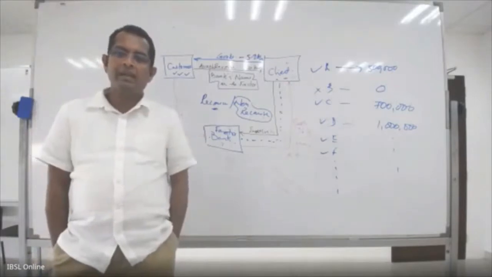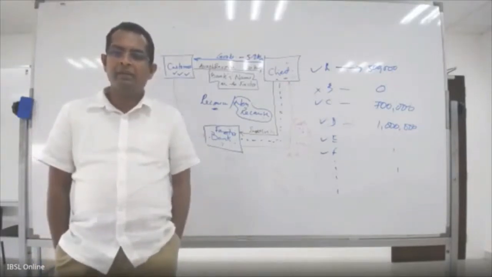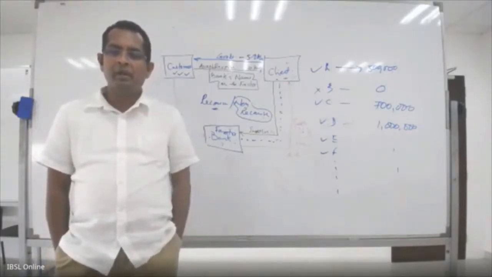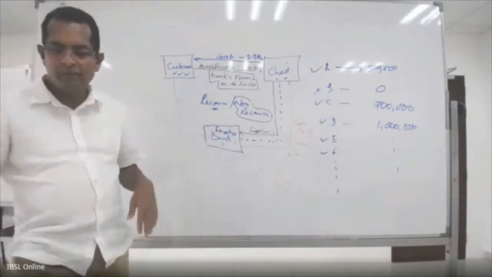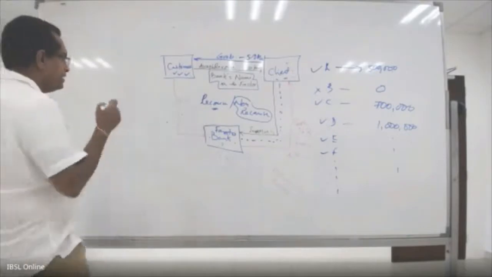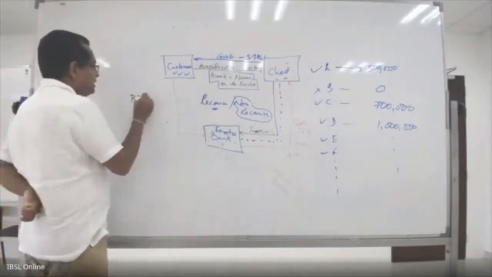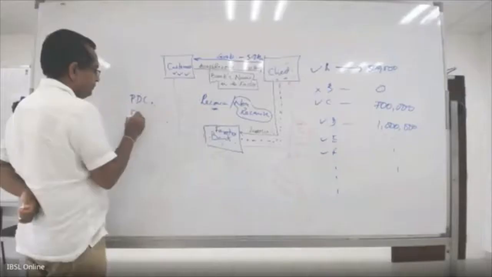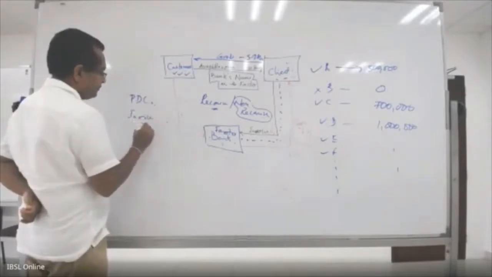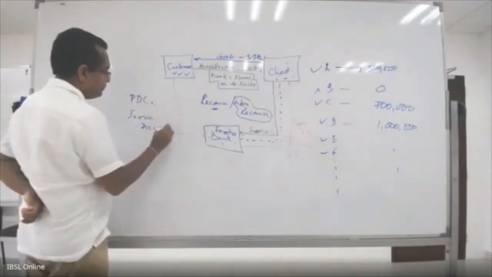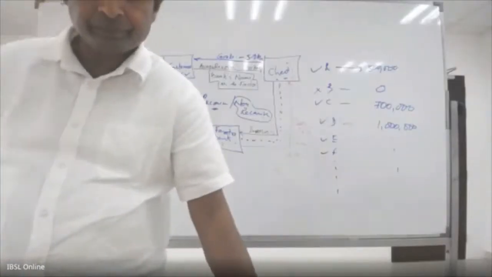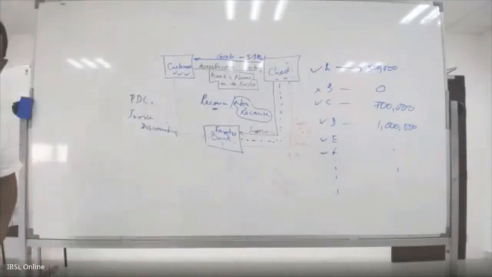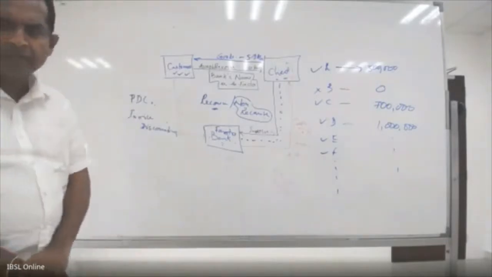Let me finish that part. This is the factoring process, Aruna. PDCs and invoice discounting, I will go after this. Okay, sir, understood. Thank you, sir. Right? Anyone else? Any question?